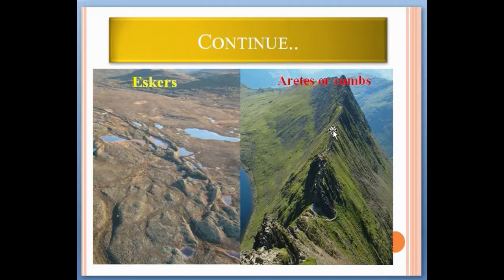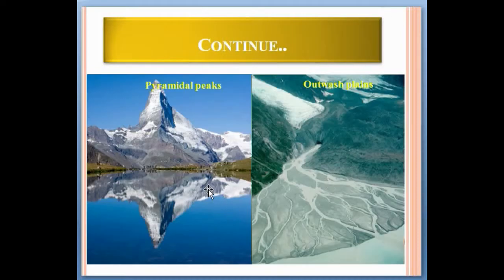Aretes or combs. So aretes are knife edges, as you can see. These form when two cirques exist on a mountain. As you can see, a cirque is a basin-like structure. So here is the cirque. Pyramidal peaks. So pyramidal peaks or horns are very sharp aretes that form on steep-sided mountains due to the enlargement of three or more cirques.